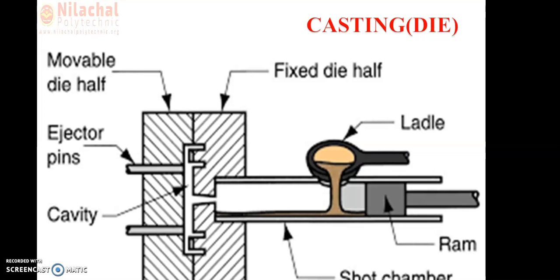And if you compare the next thing, it is the movement of this ram or plunger. In the hot chamber machine, the plunger moves up and down, but here in the cold chamber machine, the movement is horizontal. So let us discuss some advantages of this cold chamber machine.